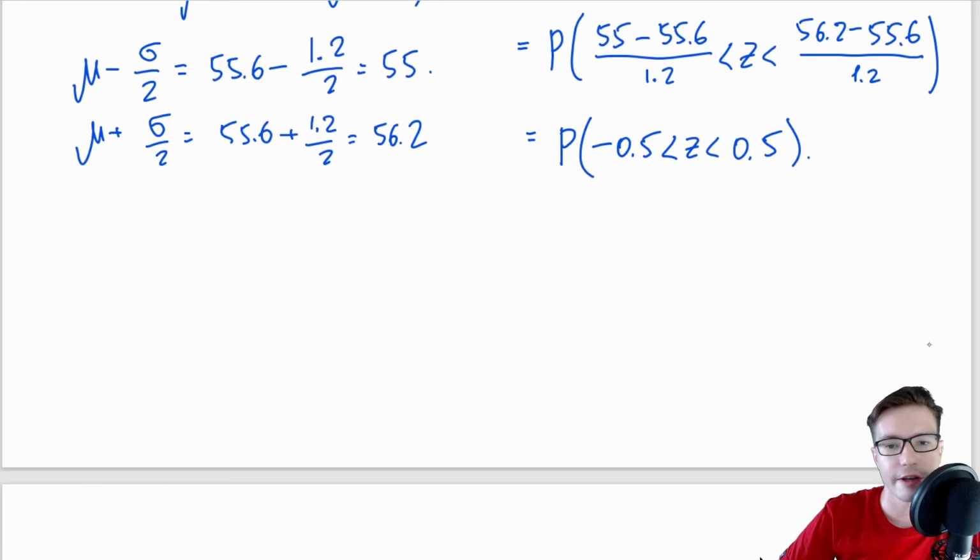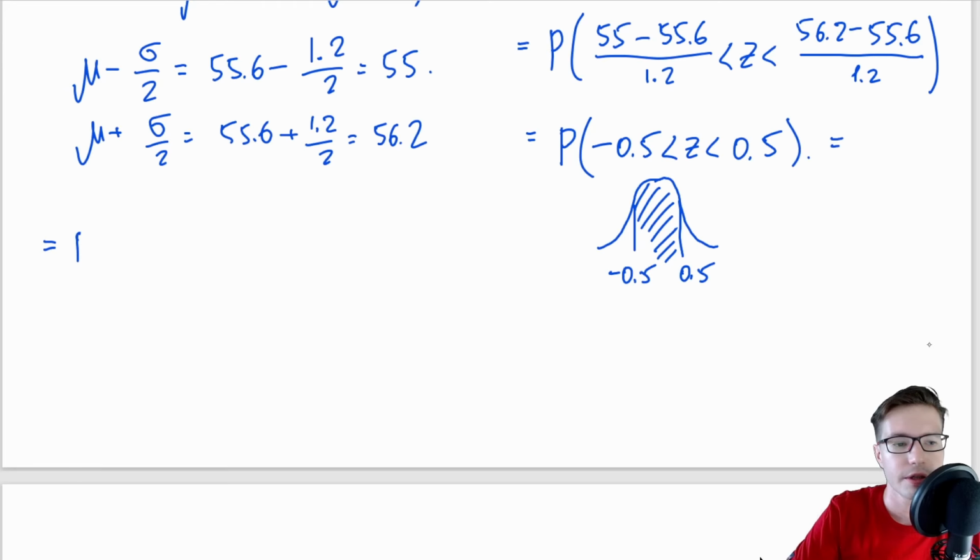So now, how do we find that? Think of the graph of the normal distribution. Let's say here we've got minus 0.5, and here it is positive 0.5, and we're looking for that area under the curve. Now remember, the table gives us the area to the left of a certain value. So we can take the area to the left of positive 0.5 and then subtract the area to the left of a negative 0.5.